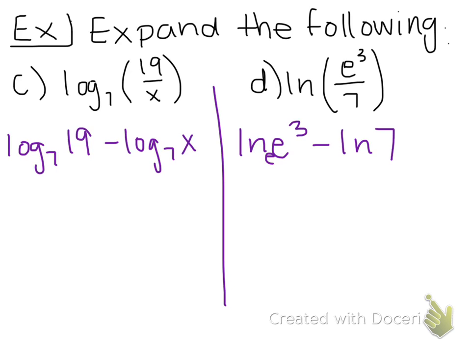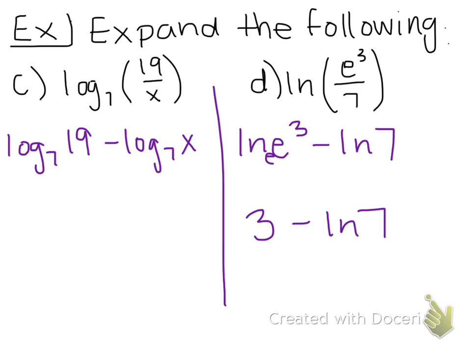So this left-hand one can go further, so this was, again, a property we discussed yesterday. Natural log of e, whenever you have the exponent, the answer is always going to represent the exponent. So this will become 3 minus natural log of 7.